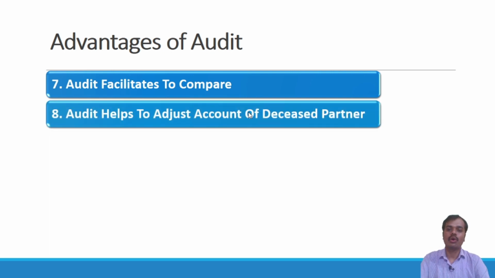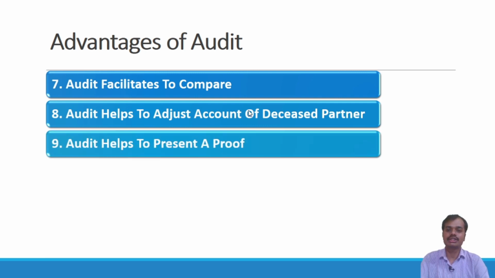Next is audit helps to adjust account of a deceased partner. Valuation of all assets and liabilities of the business is made by the auditor while auditing books of accounts. Such valuation helps to clear the amount of the deceased partner.